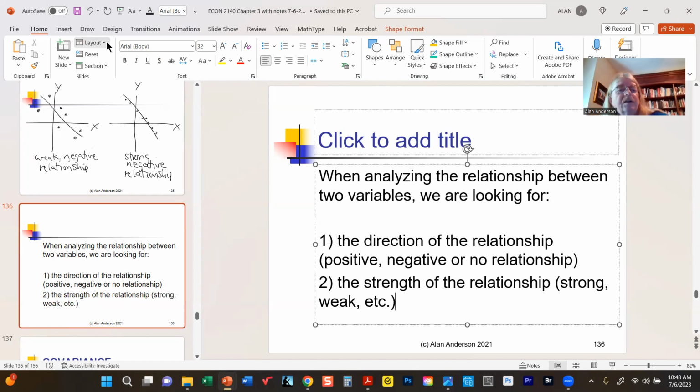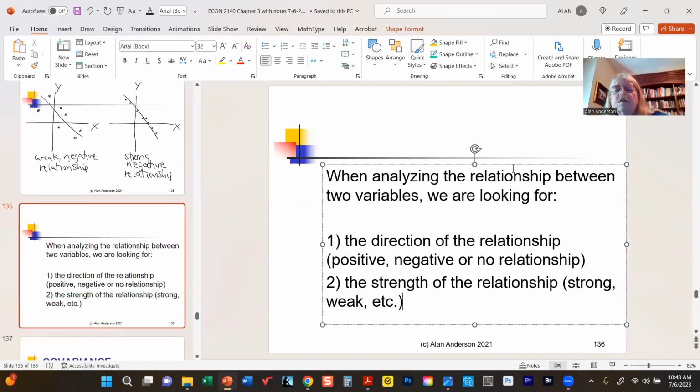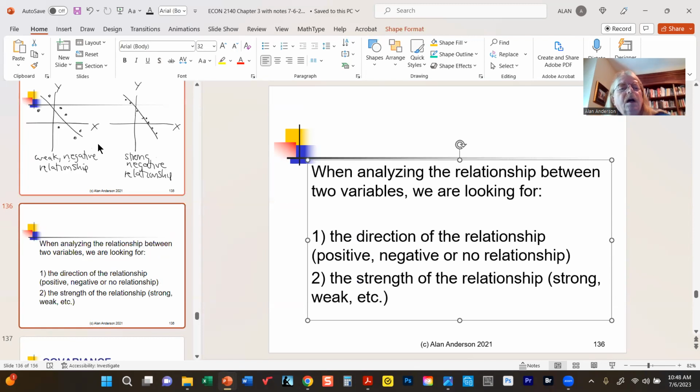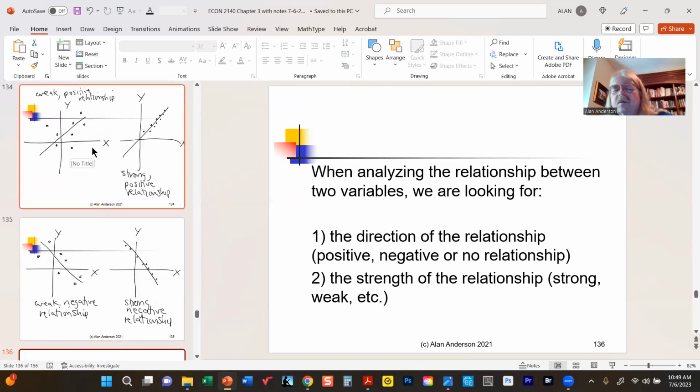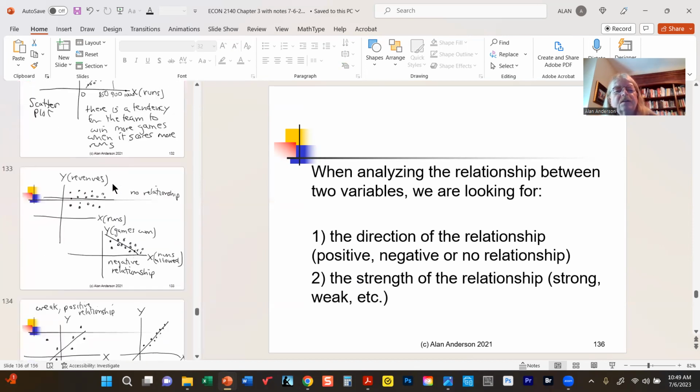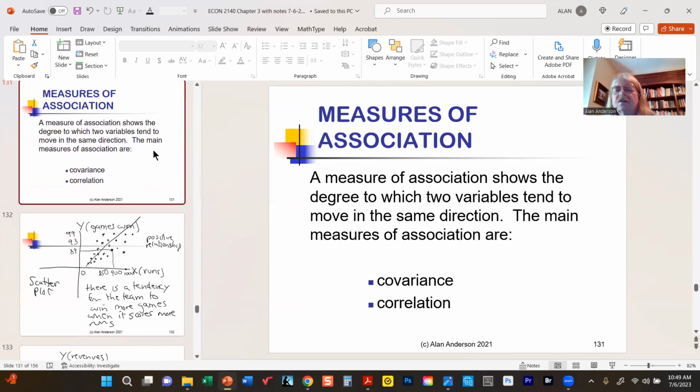Now, the graphs are fine as far as they go, but it's going to be challenging to compare two sets of variables with just graphs. We need a number. We'd like to have a number that we can point to that enables us to say this is the strength and the direction of that relationship. So that's what the covariance and correlation are designed to do.